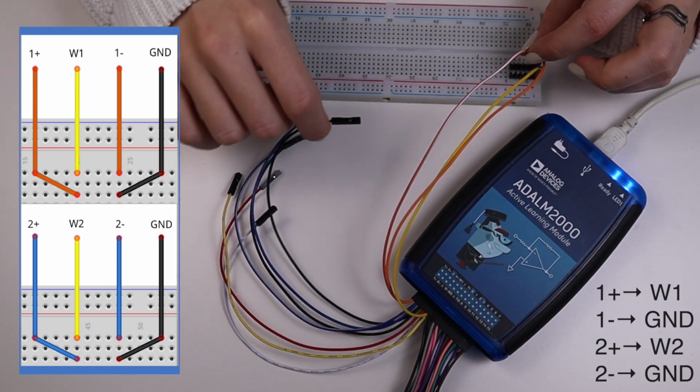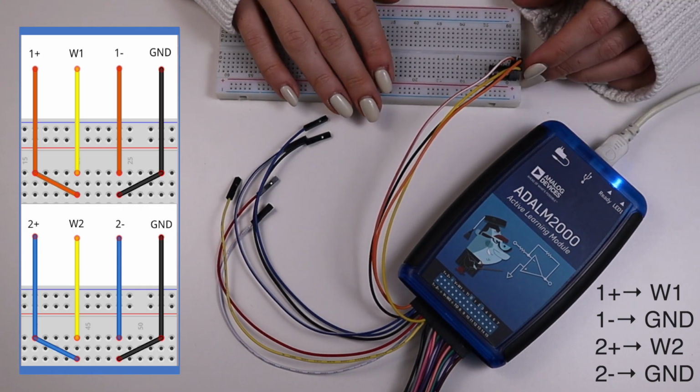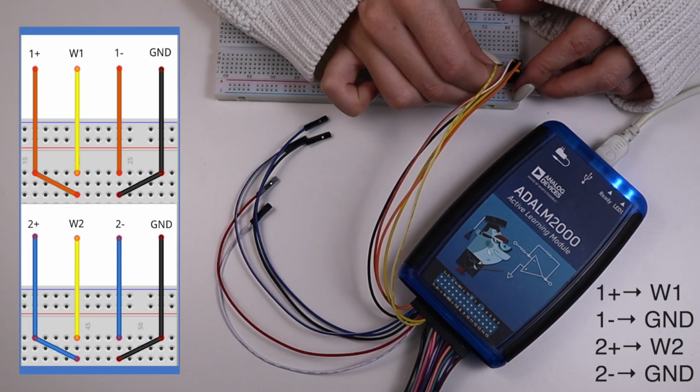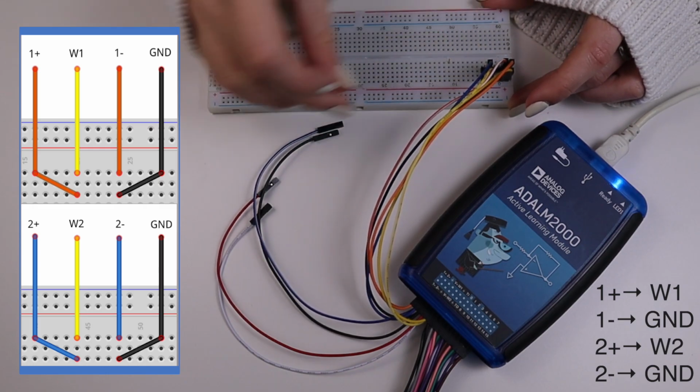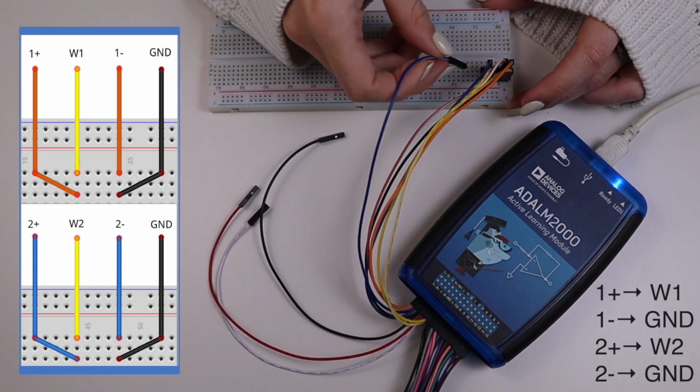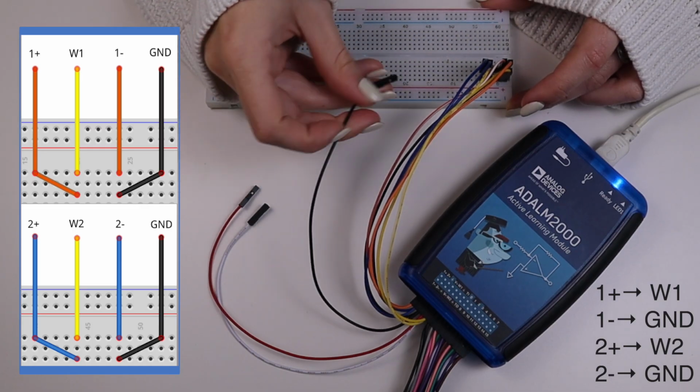In order to view the signals we generate, we have to connect the two instruments. To do this, we'll make the following connections: W1 to 1+, and ground to 1-, W2 to 2+, and ground to 2-.